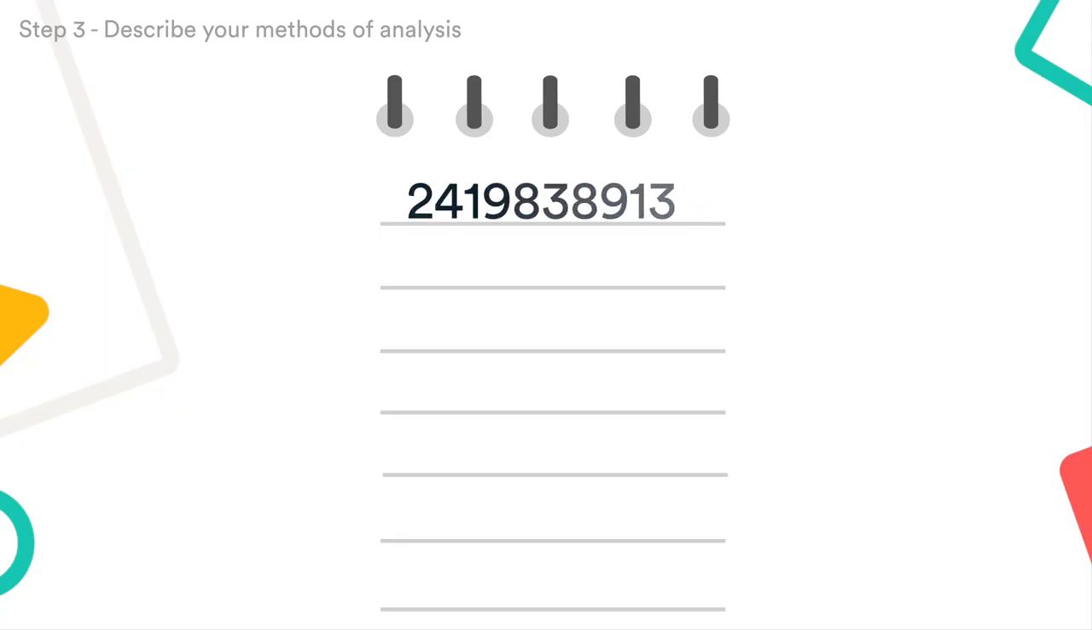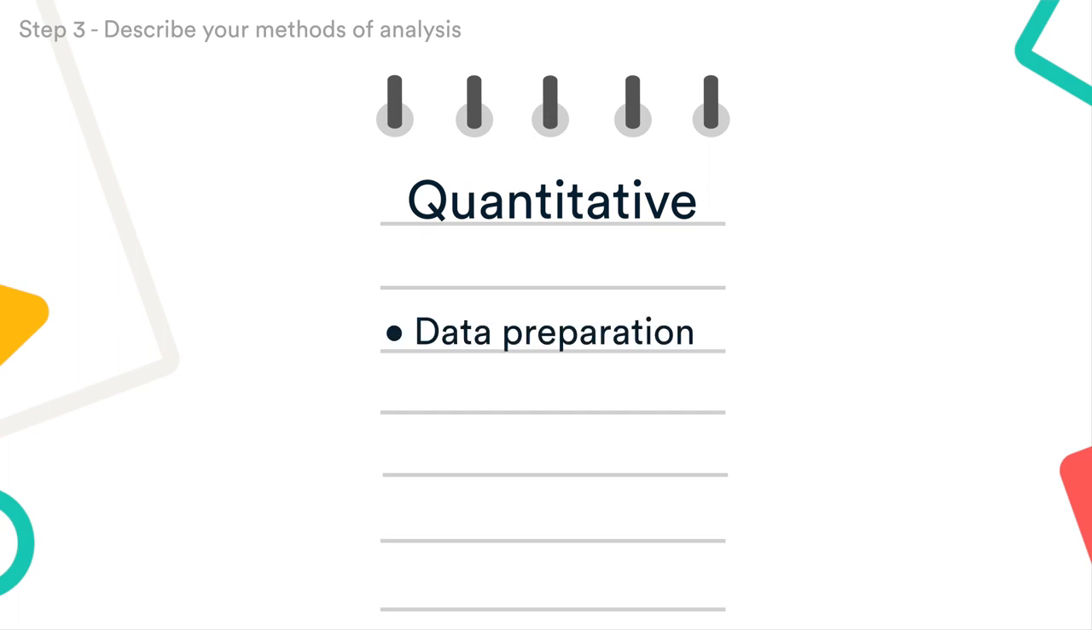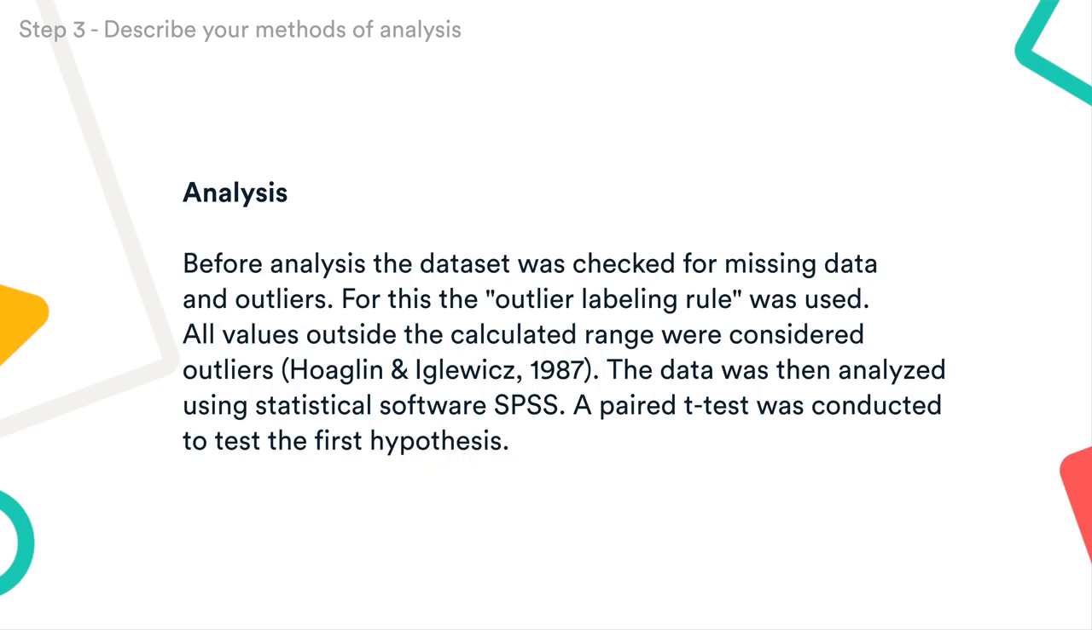For quantitative methods, we're dealing with numbers, so we might describe the data preparation before analyzing, software that was used to analyze the data, and which statistical methods were used. So here, we've described how we prepared the data by checking for missing data and outliers. We used the statistical software SPSS to analyze the data, and the statistical method used was a paired t-test.